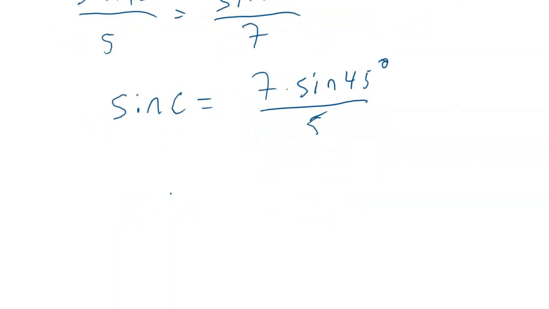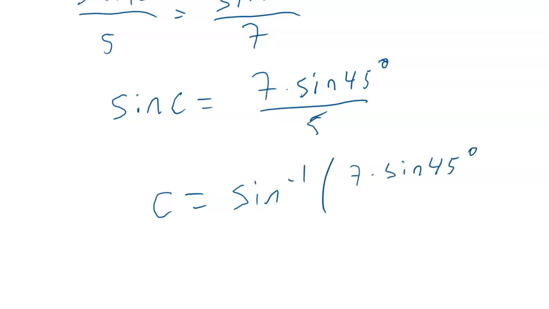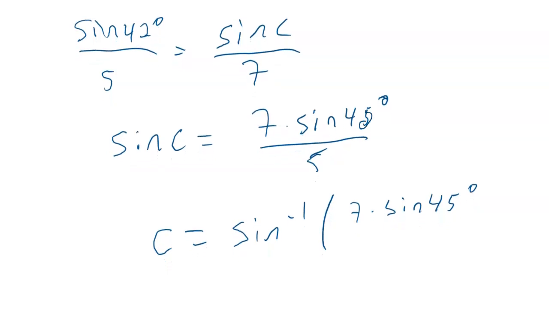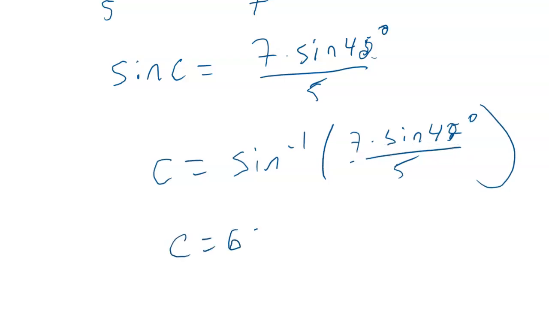I'll do the inverse of this. C is equal to sine inverse of 7 times sine of 42 degrees over 5. How did that turn into 45? This should have been 42. Then I'll plug this into Desmos. I'll bring up Desmos real quick. All right, so here's Desmos. 7 times sine of 42 over 5. Okay, perfect. I got 69.5, so C is approximately 69.5.